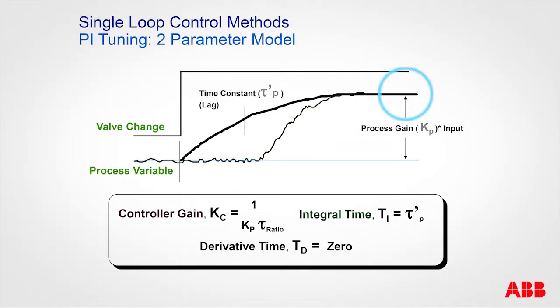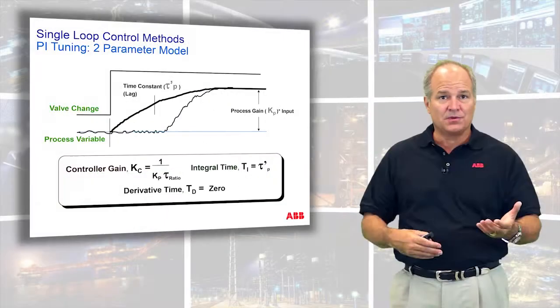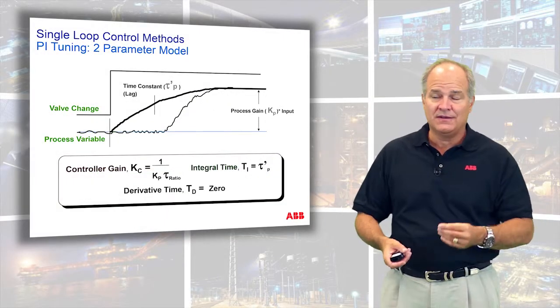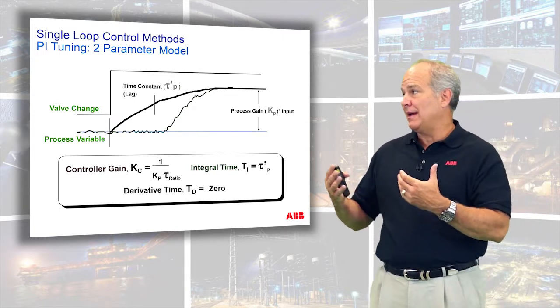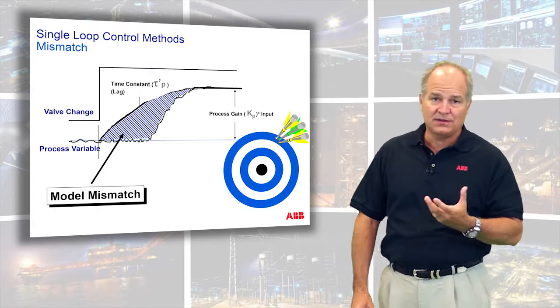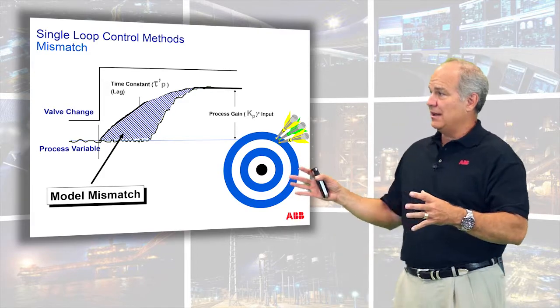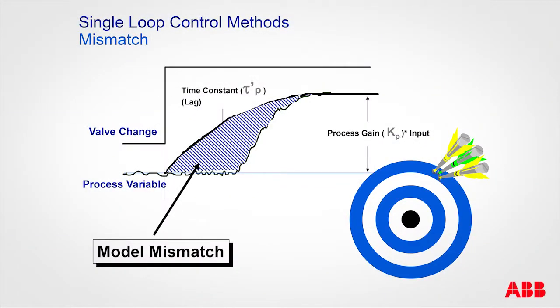But it's really the dead time plus 4 of these. But it's still the same equation for the proportional and the integral, and there's no derivative. Now, as we get more elaborate, we can talk about how to handle that with other constraints. So here's what that looks like. I've shaded the area. That's called model mismatch.